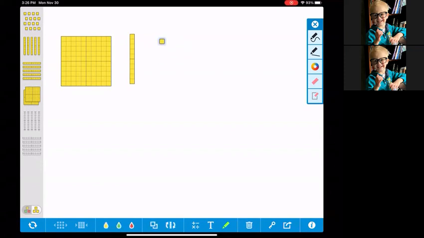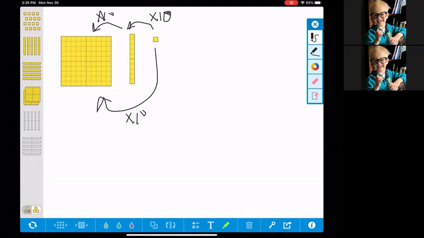We want this multiplicative relationship. The rod is 10 times bigger. The flat is 10 times bigger than the rod, or 100 times bigger than my unit. This multiplicative relationship is part of our place value, base 10 structure. So that's really important to note.